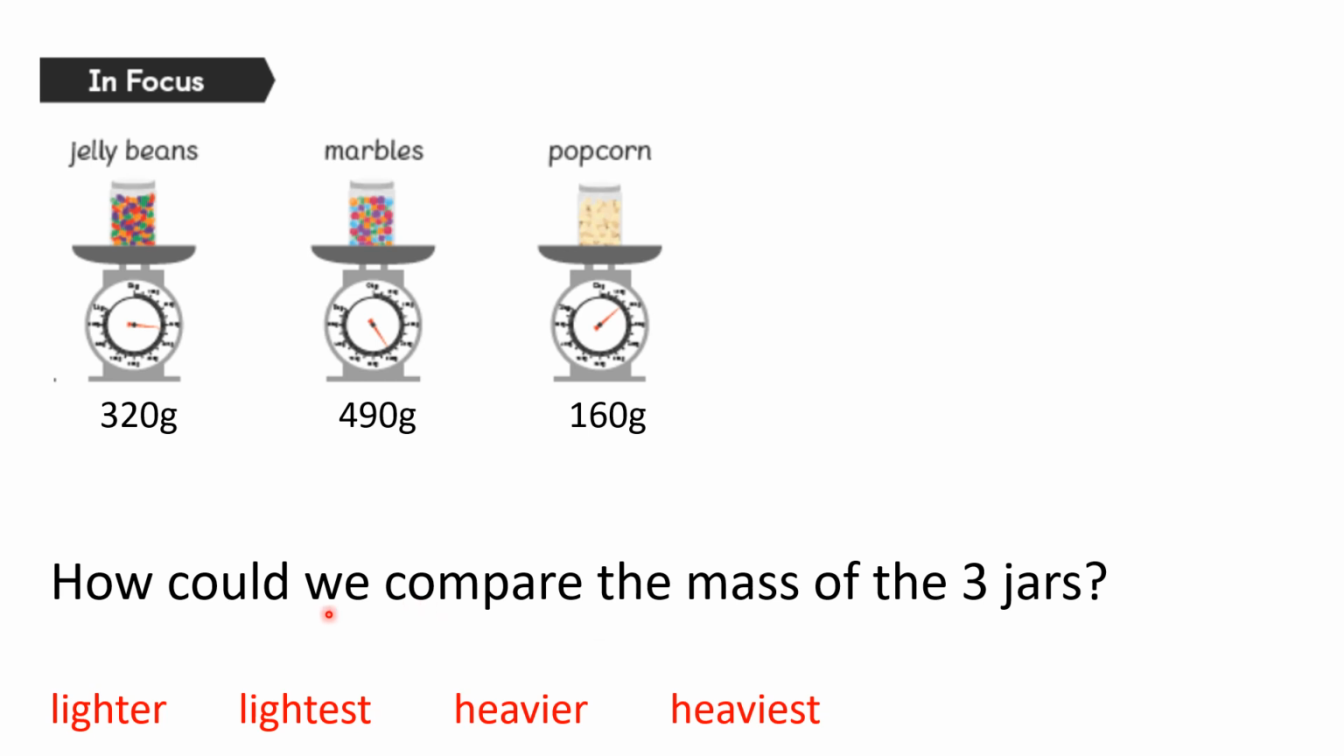And I'd like you to think about trying to use the vocabulary that's written here in red. So we've got lighter, lightest, heavier, and heaviest. So how could we compare the mass of these 3 jars using that vocabulary? Just take a moment, pause the video, and talk to your partner.